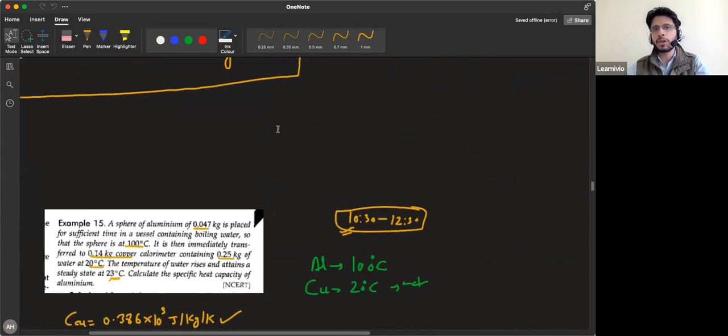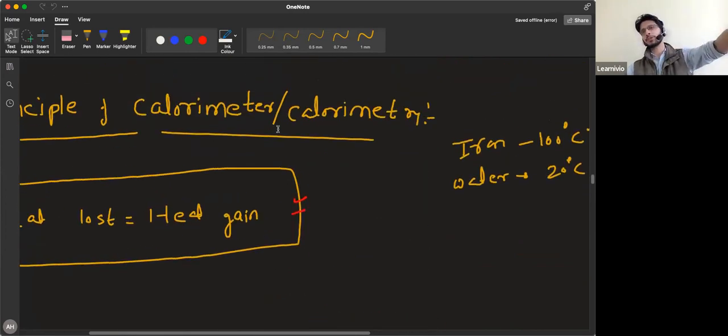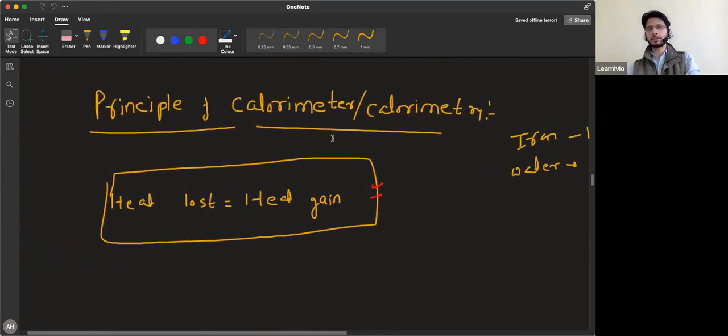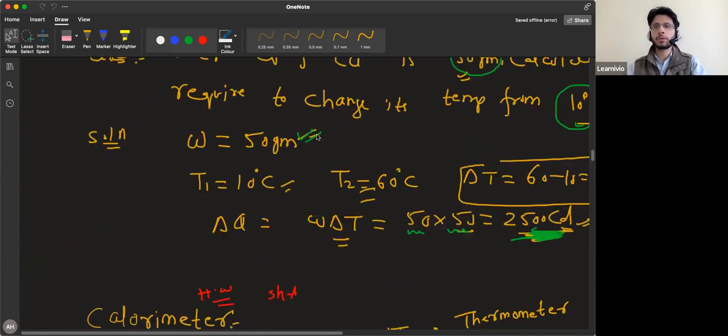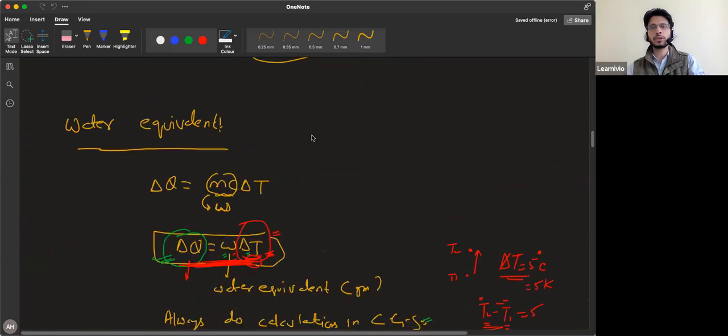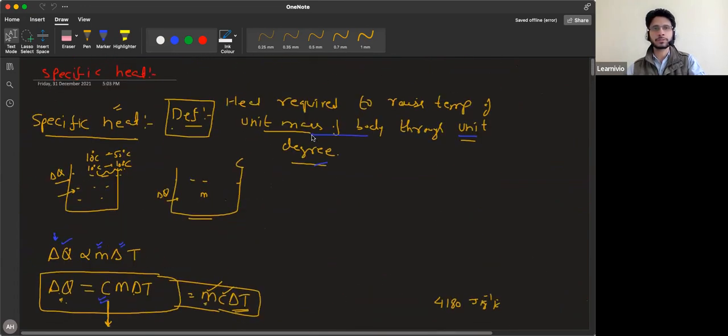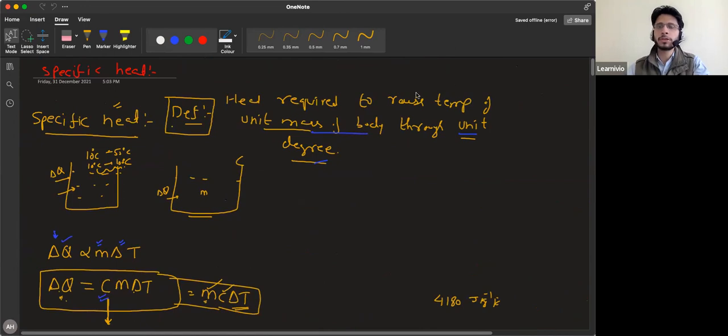See, thermal properties are a very big topic. Thermal properties have everything like specific heat, expansion, transfer of heat, radiation, and everything. The maximum weightage in thermal properties, KTG and thermodynamics is KTG plus thermodynamics. So from thermal properties, we're doing only those topics which we will need in KTG and thermodynamics. You should know what is specific heat, water equivalent, and latent heat.